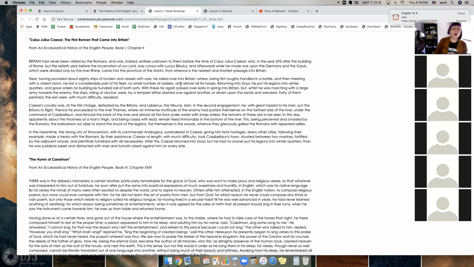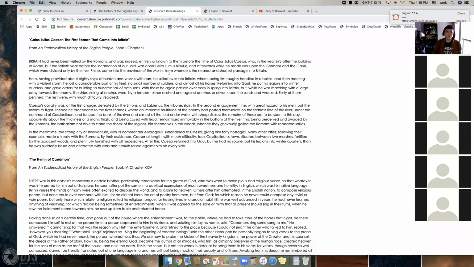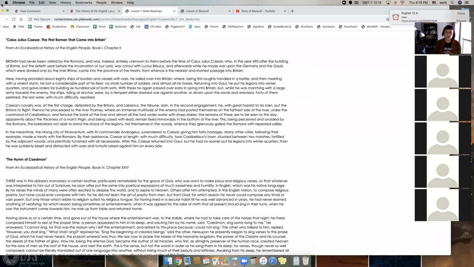So I'll read this one. I'm not going to read the next one because it is pretty long. This is a little short, and I will zoom it in a bit once I can move this one over.